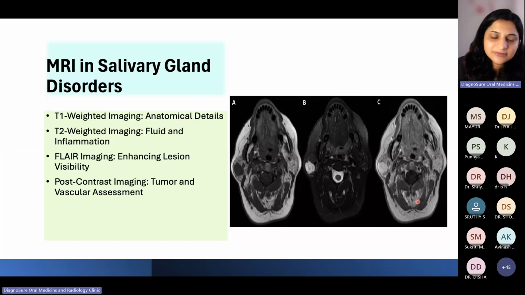Now, salivary glands, MRI has a very important role to understand salivary gland diseases. Different MRI sequences are used. T1 weighted imaging provides anatomical details and it helps to identify anatomical abnormalities, structural abnormalities. T2 weighted imaging provides information of fluid and inflammation. Third, FLAIR imaging can enhance visibility of lesion near fluid filled spaces, while post-contrast image can highlight vascular abnormalities and tumor characteristics.